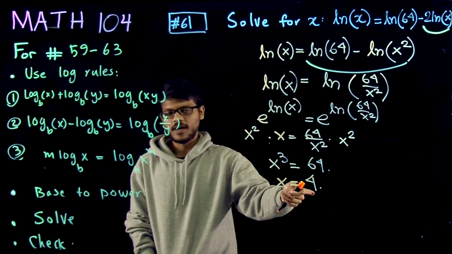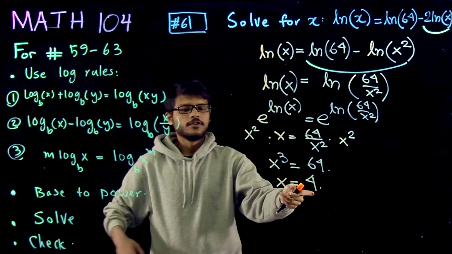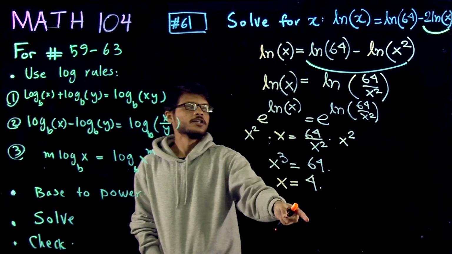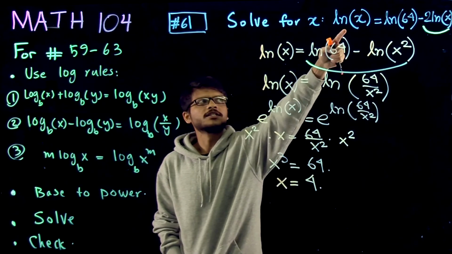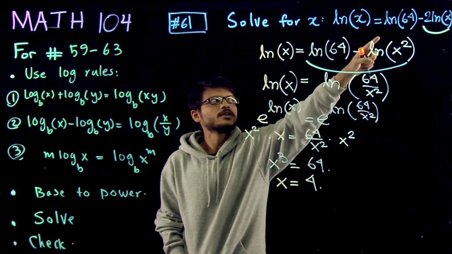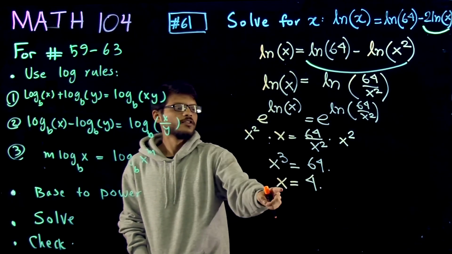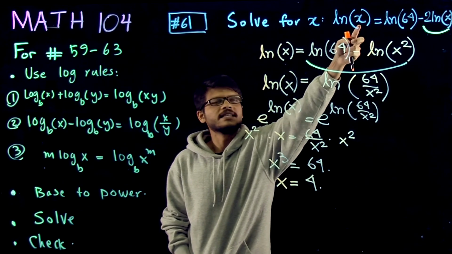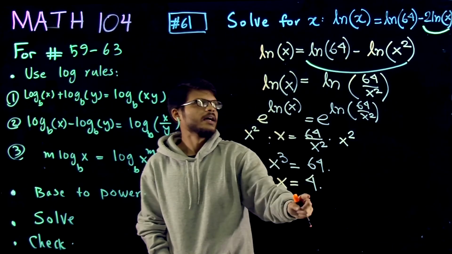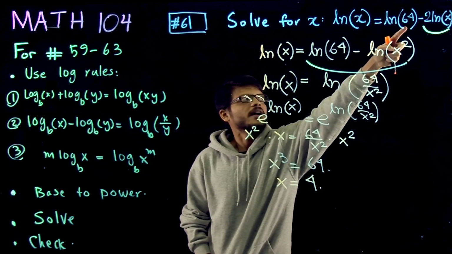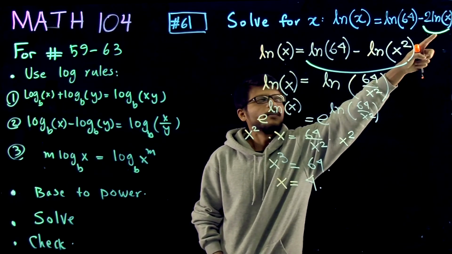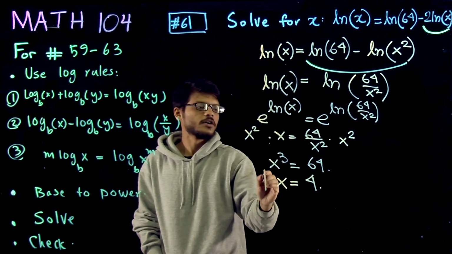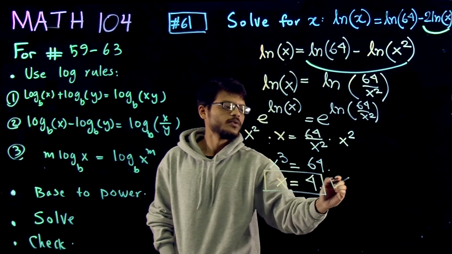Now the last step is checking. Don't forget to check whether x equals 4 is actually a solution or not. How will you do that? You simply plug it back into the original and see if all the individual log terms are defined. If you plug x equals 4 into the first term, you will have ln 4. It is defined because the inside is a positive real number. ln 64 is already defined, and for this one we have 2 ln 4, but ln 4 is defined as well. So x equals 4 is indeed a solution. This solution works, and we are done.